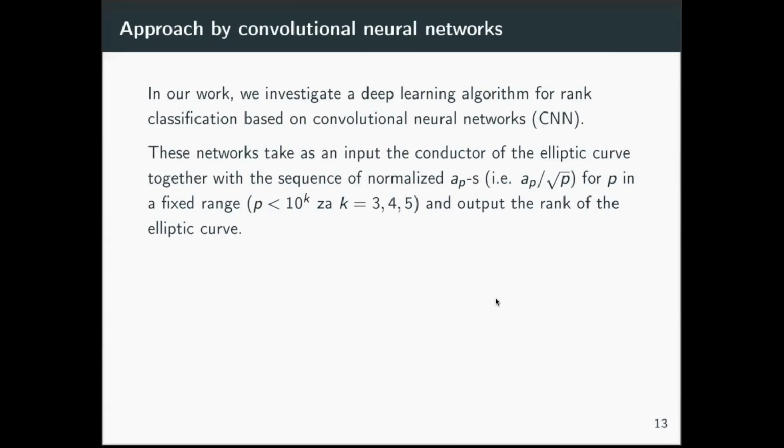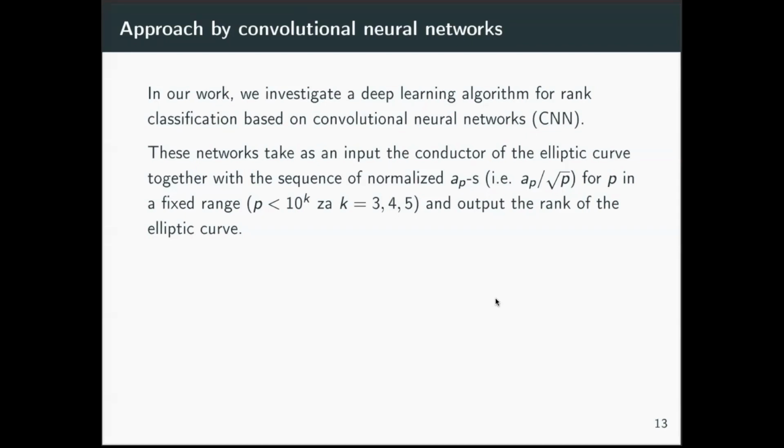There's a famous theorem that says that this number, AP over square root of P, is always between -2 and 2. And what we do is fix some range for primes. In our work, we look at 3 ranges, when P is less than 1,000, 10,000, and 100,000. This is the input, and the output is the rank of the elliptic curve.